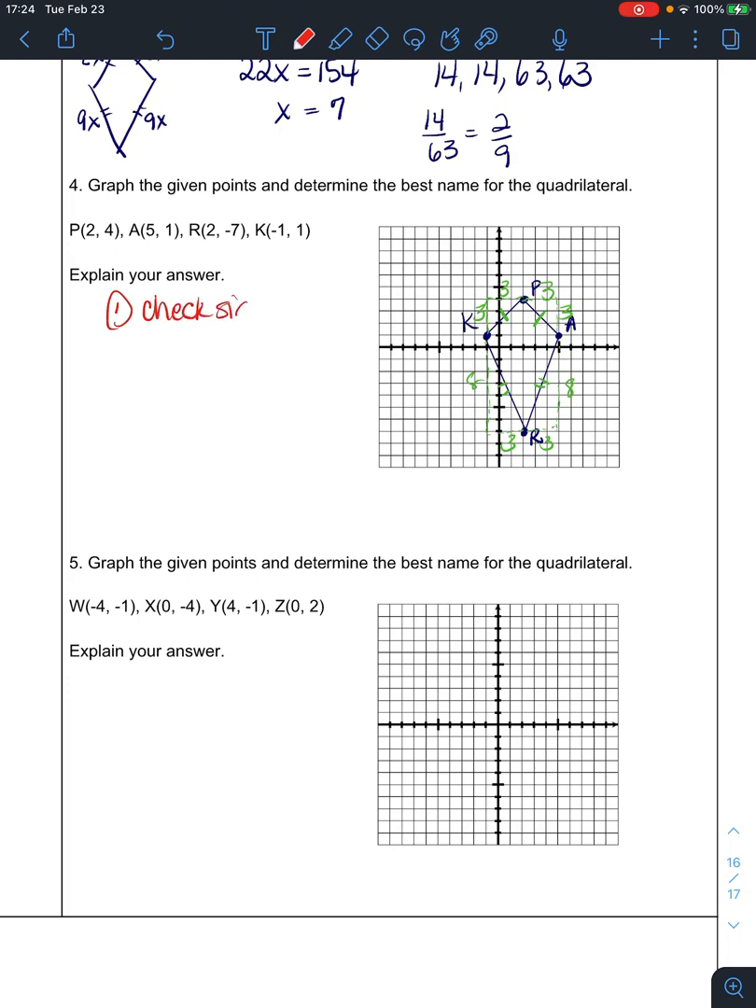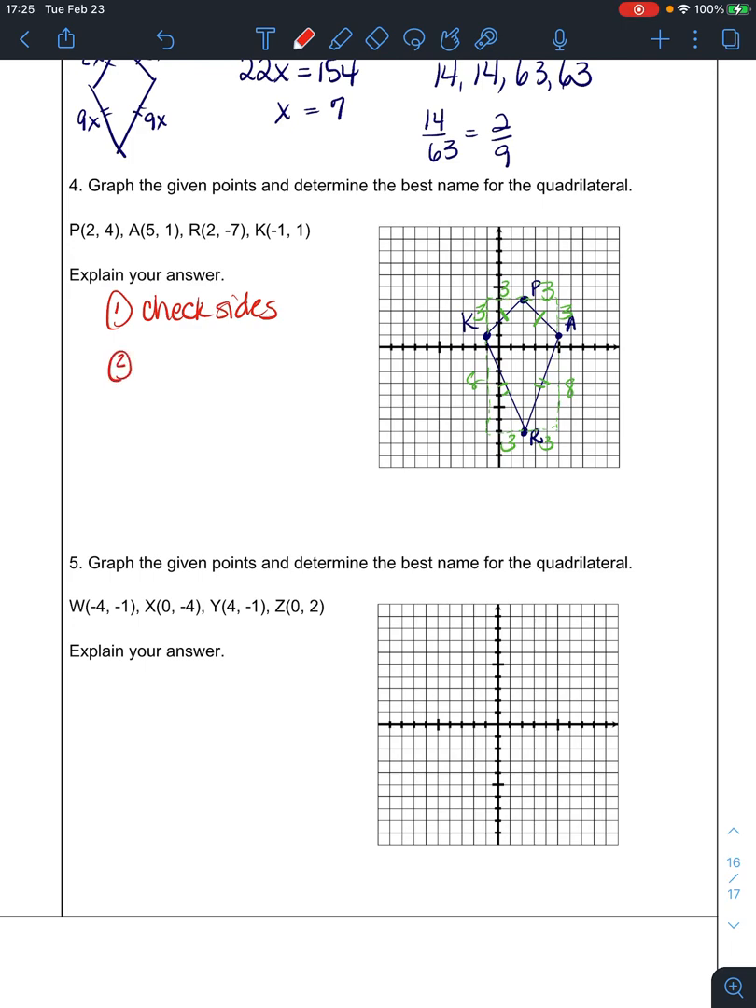Okay, and you only want two pairs that are consecutive. Your consecutive sides are congruent, not your opposite sides. If your opposite sides are congruent, then you have to talk about a parallelogram, and potentially a trapezoid.